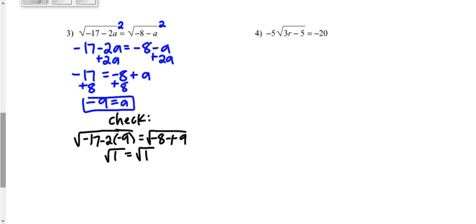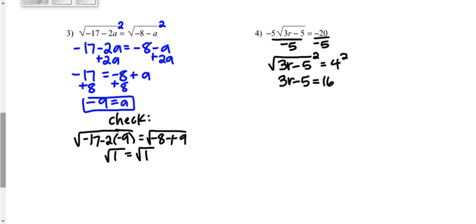On number 4, we've got to get rid of that negative 5 out in front. So I'm going to start by dividing to get rid of that negative 5. So I get the square root of 3r minus 5 equals 4. To get rid of this square root, square both sides. So I'm going to add 5. So I get 3r equals 21. So r must be 7.